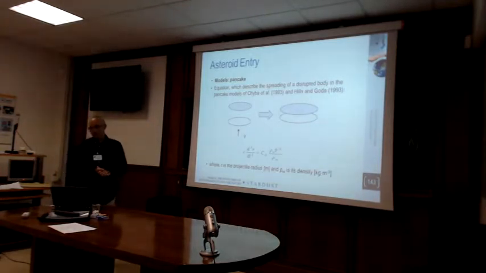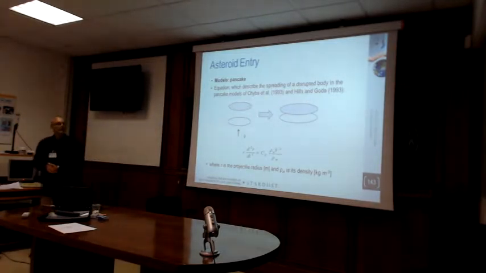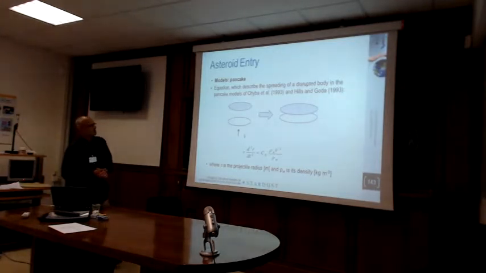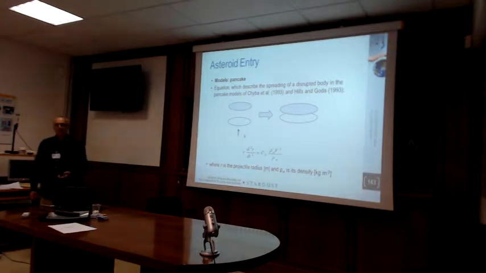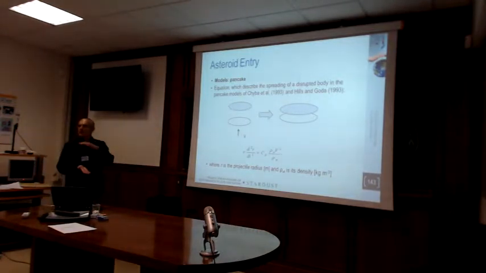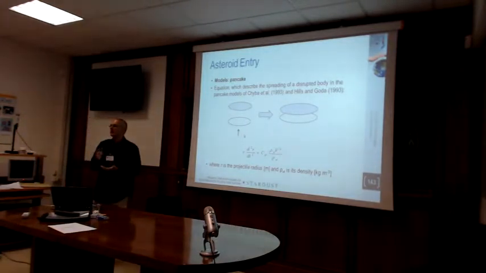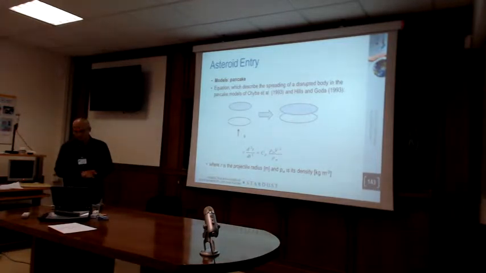And basically the small simplified equations that they derived give the evolution in time of the radius as a function of the characteristics of the density and the drag. This is why it is called pancake, because what it simulates is the deformation of the body into a pancake, so a very flat cylinder.